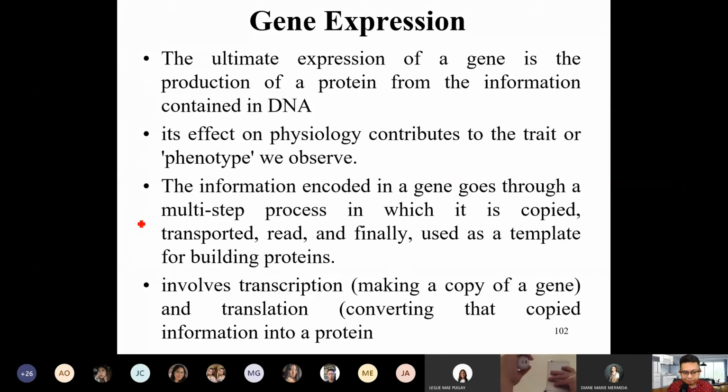When we say phenotype, magsa-cytogenetics naman kayo in the future. So, in short, phenotype is a physical characteristic. It is a characteristic. Take, for example, blood type. Blood type depends on your genes. The information encoded in a gene goes through a multi-step process, which is copied, transported, read, and finally used as a template for building proteins. We have different steps. We have transcription and translation, converting that copied information to a protein.